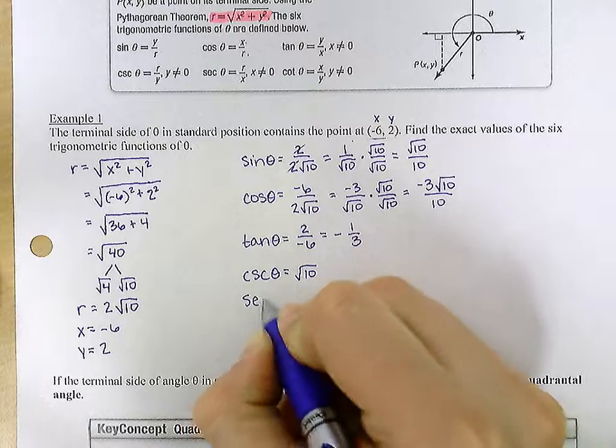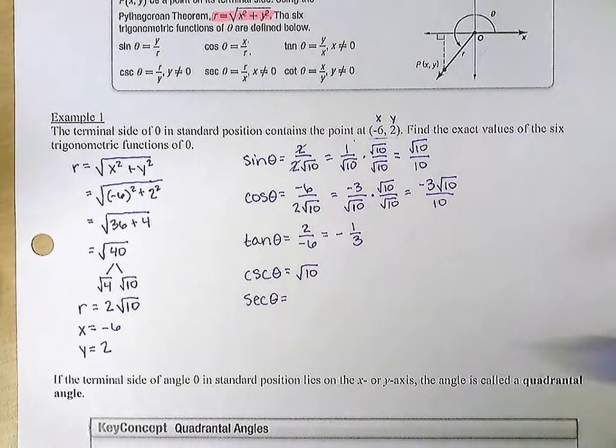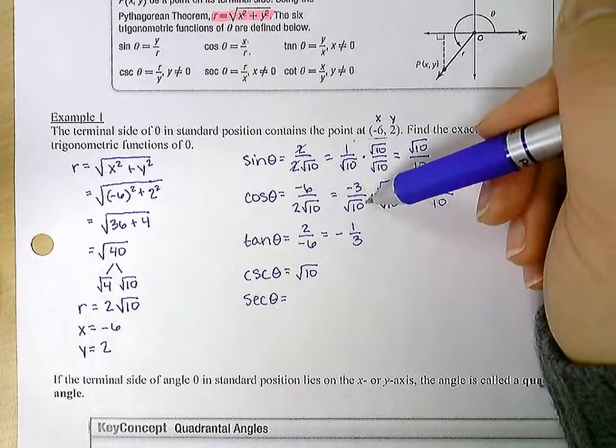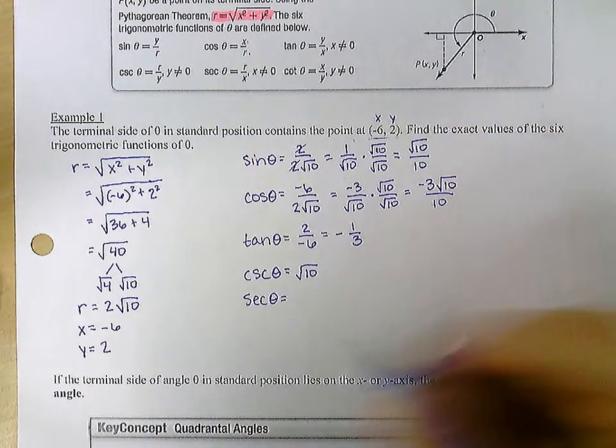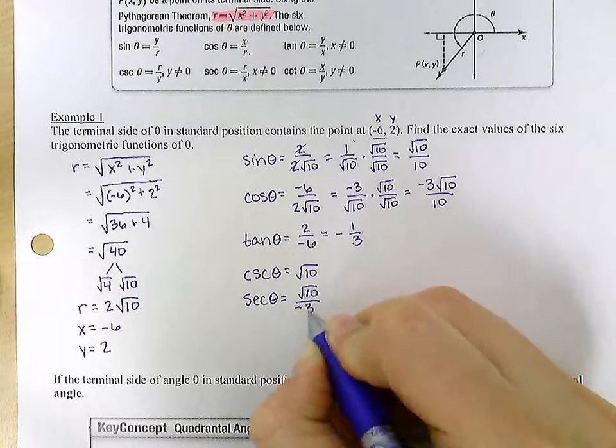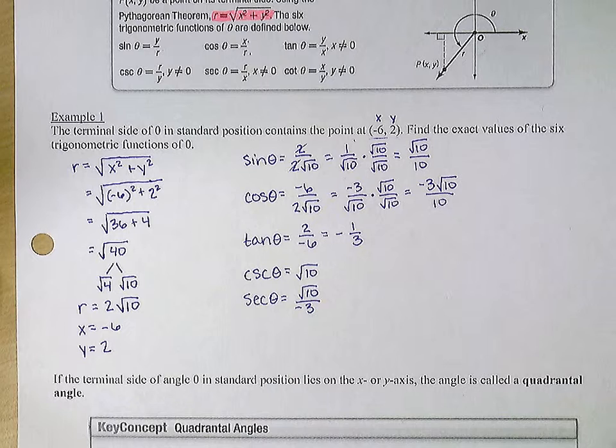Same thing with secant of theta. Take your reduced form right here, take that reciprocal, so flip-flop the numerator and denominator. So you get the square root of 10 over negative 3. Okay, I don't have the radical in the denominator, so I don't need to simplify anything.